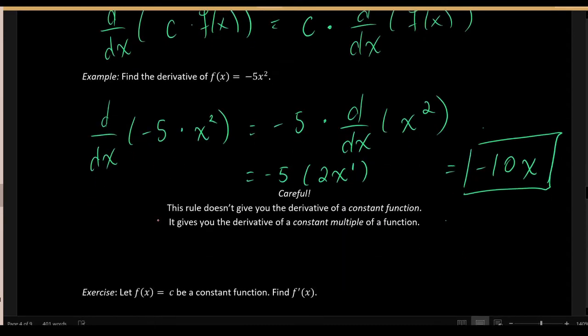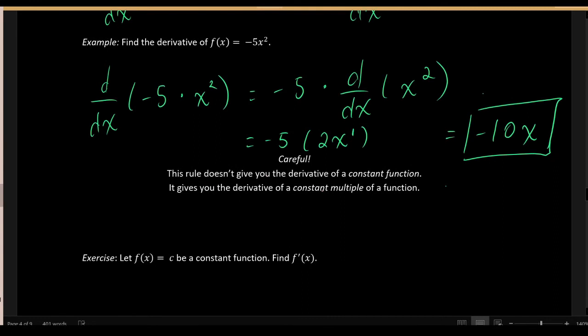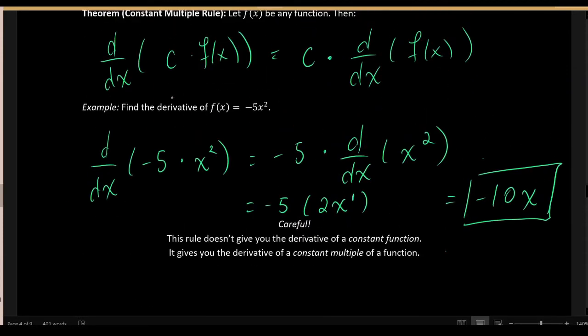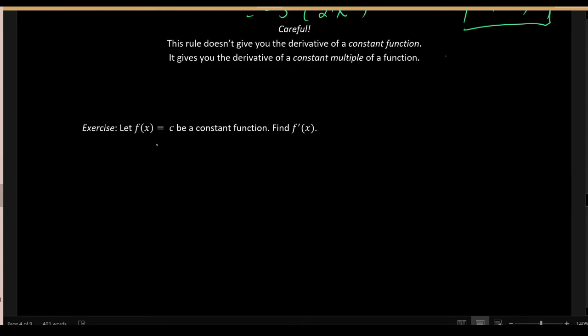Now, a word of warning. This rule is not telling you how to find the derivative of a constant function. It's telling you how to find the derivative of a constant multiplied by some other function. So let's take a minute and see if we can figure out what the derivative of a constant function would be. What happens if you have f of x equals c? What's f prime in that case? I'm trying to find the derivative of the number c.